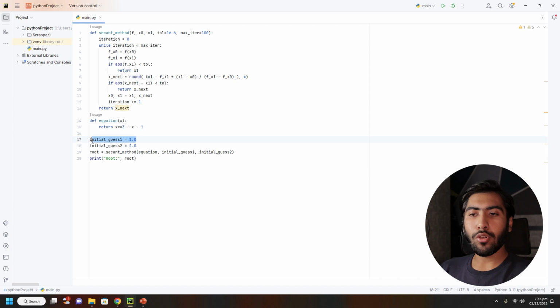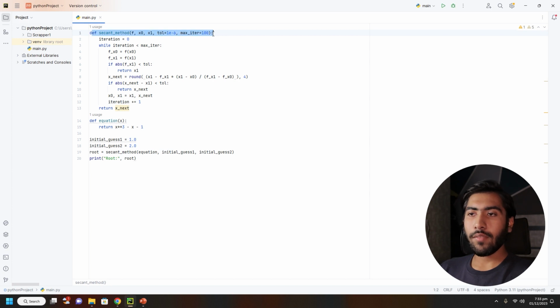So starting from the bottom, we have our initial guess 1 equal to 1.0, initial guess 2 equal to 2.0. Then we have our root, and in this root we are calling our function secant method with 4 parameters, and at last we are printing our root. So now what's happening in this function? First argument will be our equation, second will be initial guess 1, third will be initial guess 2.